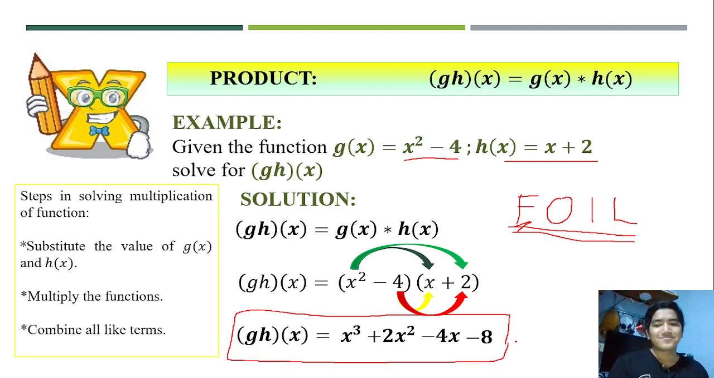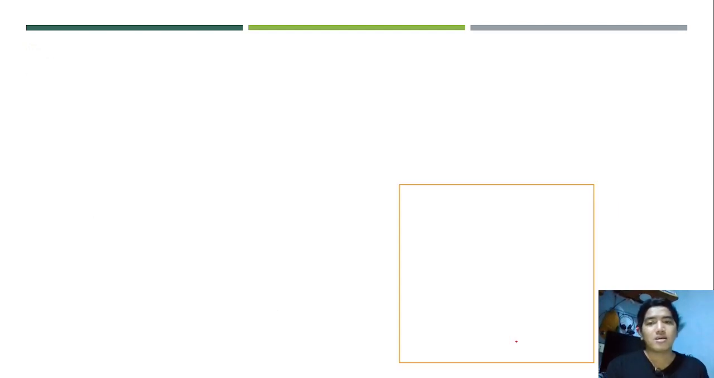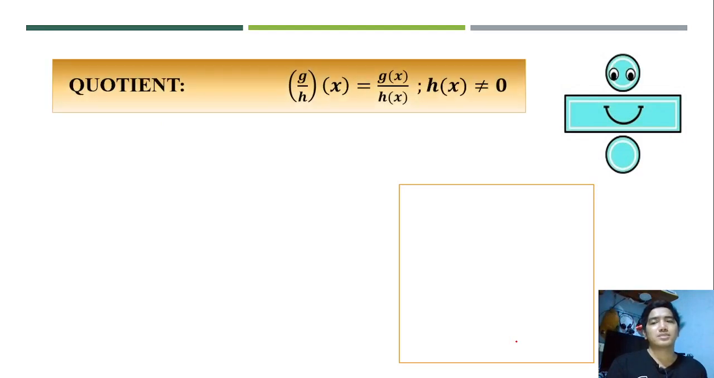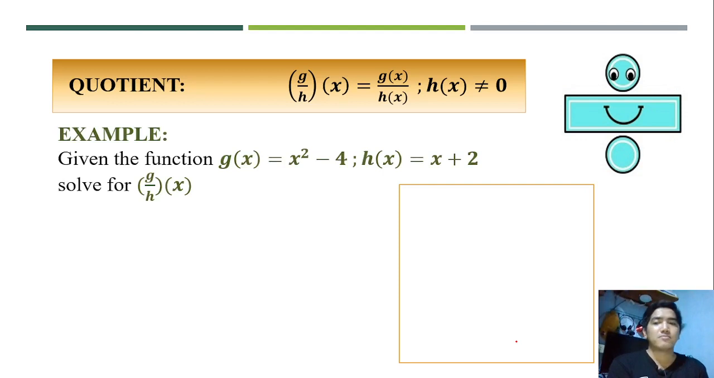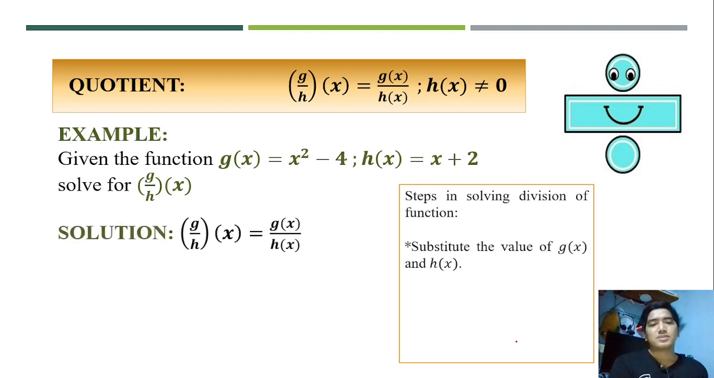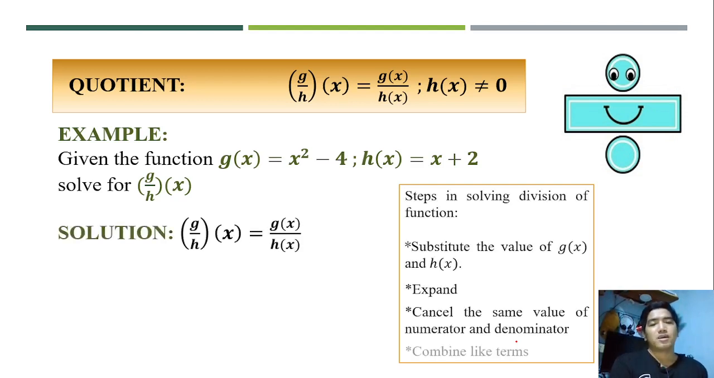Okay? Next one, we have the quotient for our last. Okay? So, sa quotient natin, again, given the example of the functions g of x is equal to x squared minus 4 and h of x is equal to x plus 2. So, we are solving for the value of g over h of x. Okay. So, in this quotient, we have some steps. Okay. So we have steps in solving division of functions.